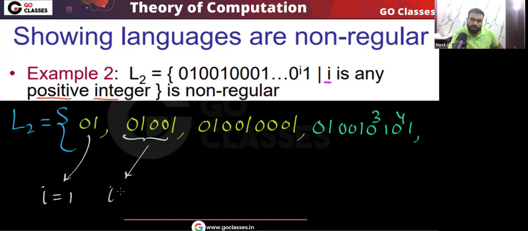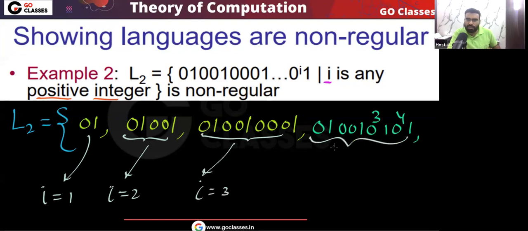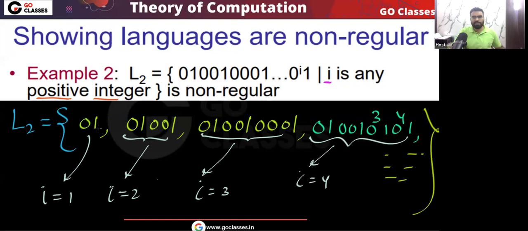This string you will get when you put i equal to 2. This string you will get when you put i equal to 3. This string you will get when you put i equal to 4, and so on. So is this an infinite language or finite? Tell me. Yes, this is an infinite language. I can put i equal to 1, 2, 3, 4, 500, 10,000 crore. So this is your language. Did you understand the language?